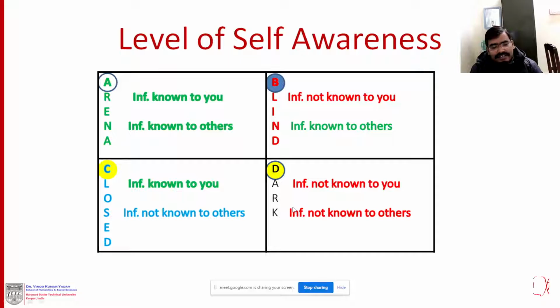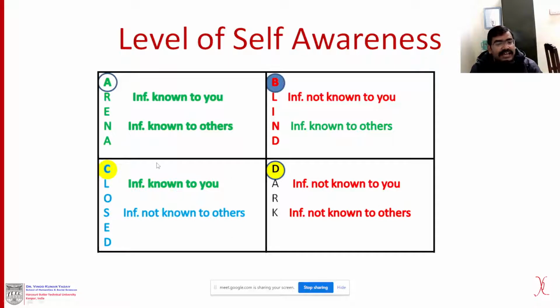Now, D, dark, as you understand, is information about you that is not known to you, and at the same time is not known to others also. So this awareness level is very dangerous: you don't know anything, and others also don't know. You are not aware. The ideal position is to minimize this particular self, this quotient. Try to widen this, but not this way. This way. The blind self should be widened horizontally, towards A, not towards D.